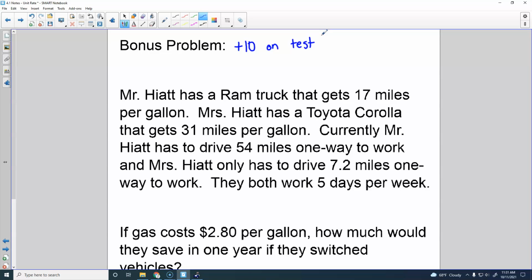The truck has more miles. It gets way worse gas mileage. And if you flip it, it would just make it a little bit better, because he's driving the car that gets good gas mileage the long distance.